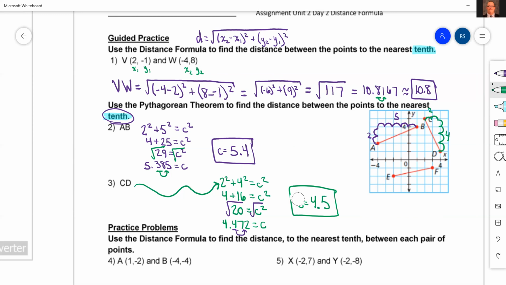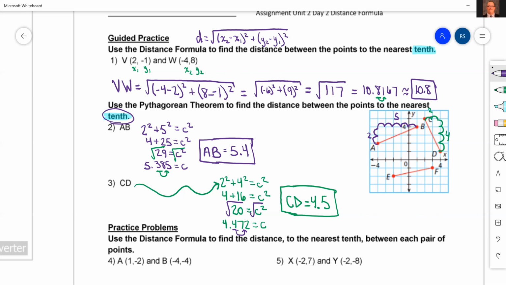I guess these really shouldn't be C's right here because they are actual distances. That's my bad. Let's actually make it correct. CD equals 4.5. And then up here, this shouldn't say C equals 5.4. To be technically correct, it should say AB equals 5.4. There we go.